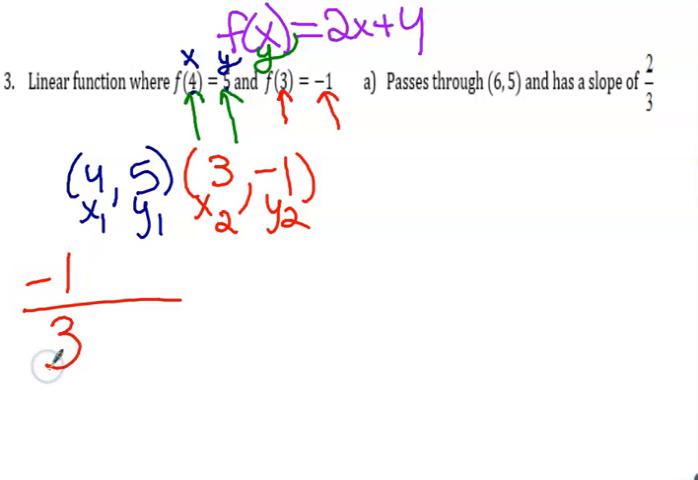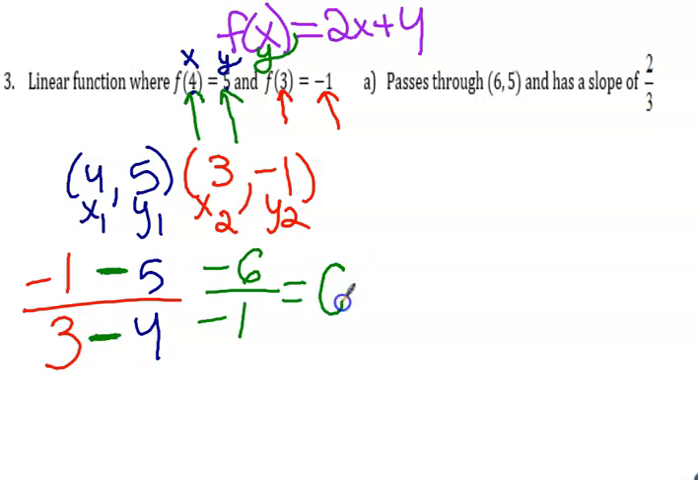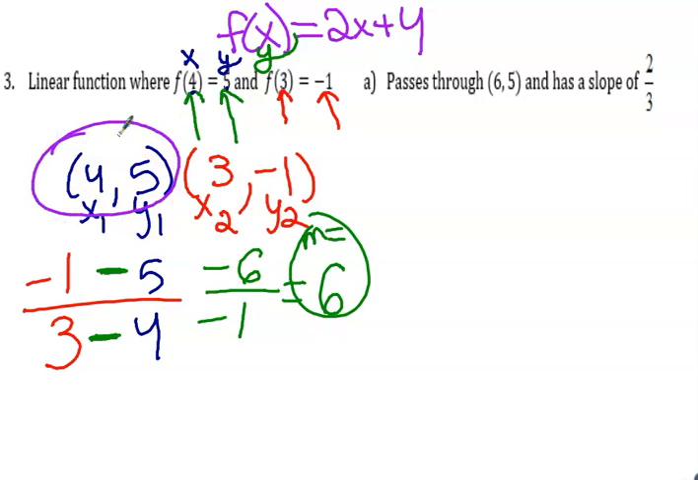-1 and 3, I'm going to write down. And 5 and 4. Subtract them. So -1 minus 5, 3 minus 4, because slope formula tells me to subtract. I have -6 over -1, which becomes +6. All right, now I have my m. HK form means I can use either point. Well, I want to avoid a negative, so I'm going to do the 4, 5. Again, it does not matter which point you use if you have 2 of them.